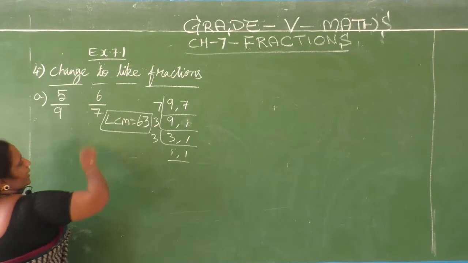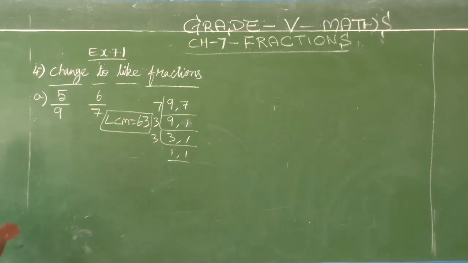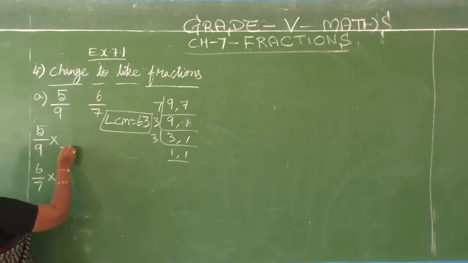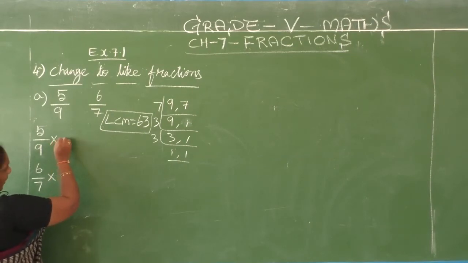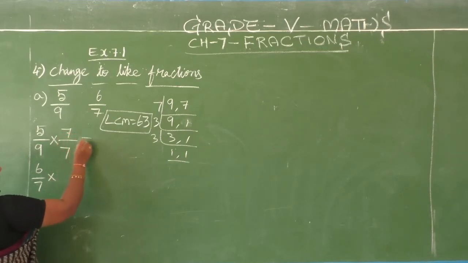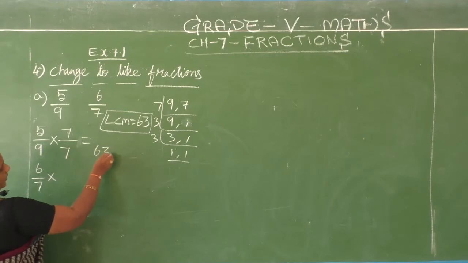Now afterwards, after finding the LCM, what we have to do? You have to take each fraction and make the same denominators. Okay. See 9. The LCM is 63. In which number do we multiply 9 to get 63? 7 nines are 63. So if you multiplied the denominator by 7, the numerator also you have to multiply by 7 only. 9 sevens are 63. Here 5 sevens are 35.